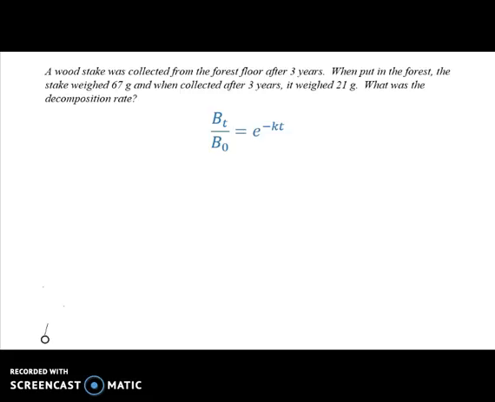First off, we know that after 3 years in the forest, the stake weighed 21 grams. We also know that at time 0, at the beginning of the experiment, the stake weighed 67 grams. We don't know k, but we definitely know what t is. You can see from the problem, t equals 3. So all we need to do now is solve for k. And to do that, we'll want to be able to take the negative k3 out of the exponent. And to do that, we just need to take the natural log.